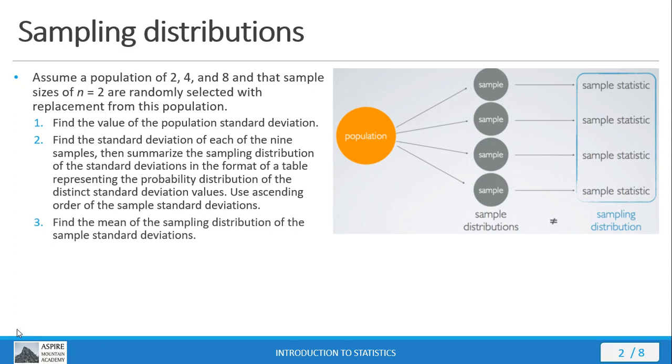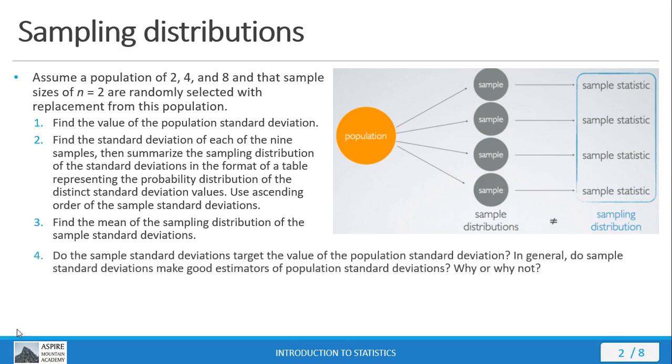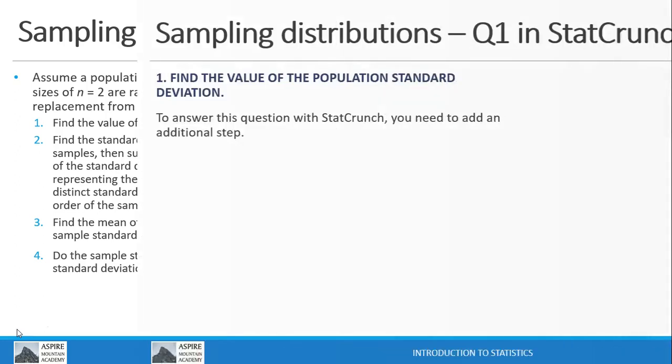Third, we're going to be asked to find the mean of the sampling distribution for the sample standard deviations. And fourth, we're asked if the sample statistic targets the population parameter. Let's take a look at how to solve each one of these parts of the problem separately in StatCrunch.